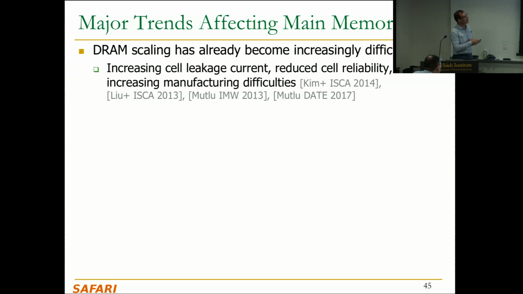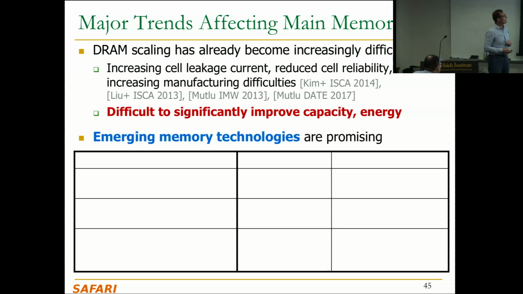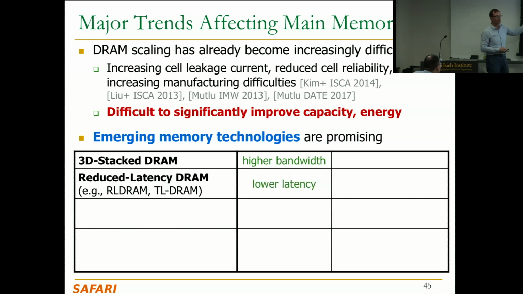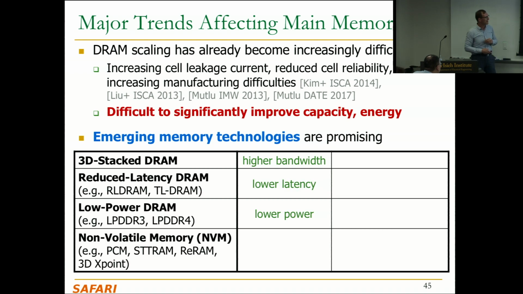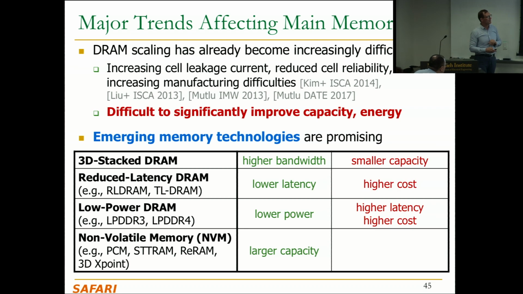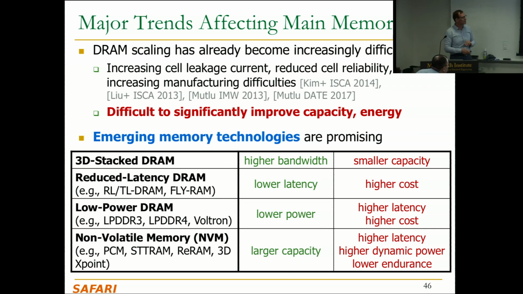So there are increasing difficulties we're going to get into. And people have proposed emerging memory technologies for this, actually. Not just for scaling, but for other reasons as well. So there are 3D stacked DRAM, for example, that provides higher bandwidth, reduced latency DRAM, low power DRAM, and non-volatile memory, which are very promising. There are many different types of non-volatile memory. And if you look at these technologies, they all have some greens. These are the most salient greens, in my opinion. But unfortunately, they also have some reds. And these are some of the most salient reds.